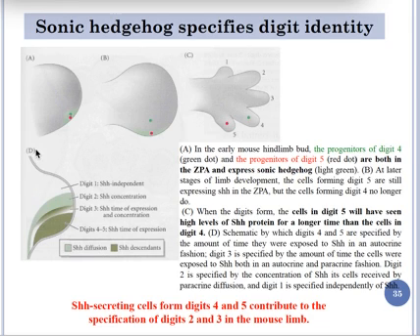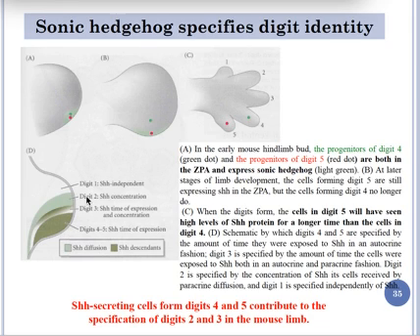In this figure in D, we can see a schematic showing the zone of digits number 4 and 5. In this zone, sonic hedgehog is expressed in an autocrine way, but also in a paracrine way. So sonic hedgehog can diffuse from this zone to the neighboring zone, the zone of digit number 3. The zone of digit number 3 can also produce sonic hedgehog in an autocrine way, but it can also receive it in a paracrine way through diffusion from the zone of digits 4 and 5.